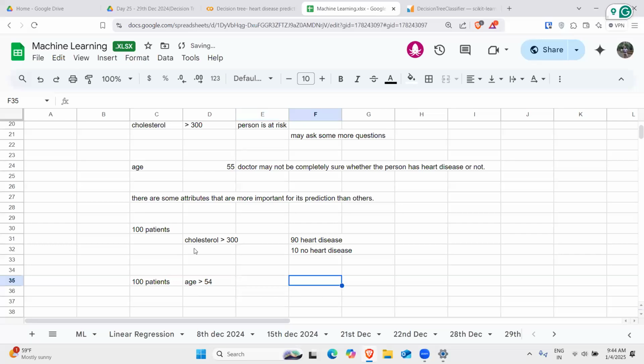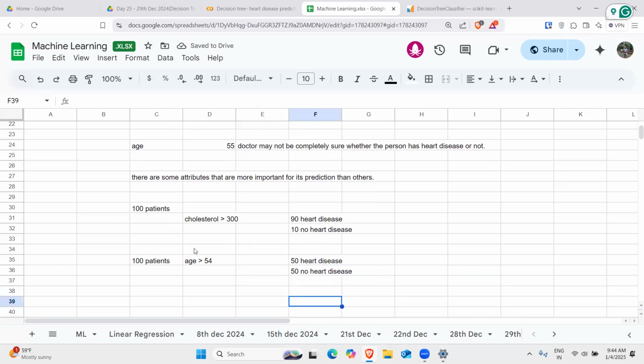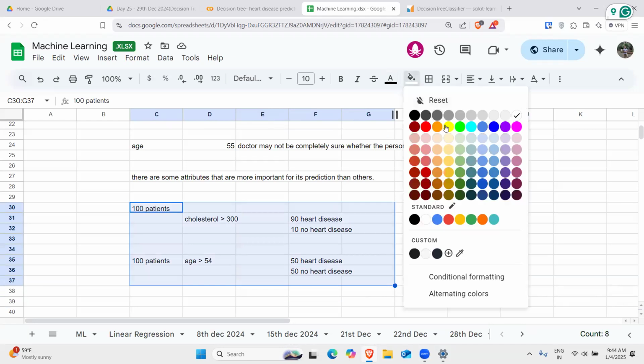50 of them had heart disease and 50 of them had no heart disease, right? Now it is evident that cholesterol would be better to determine heart disease than age, since 90% of the patients having cholesterol greater than 300 were diagnosed with heart disease. Yes or no? So that is what your homogeneity concept is.